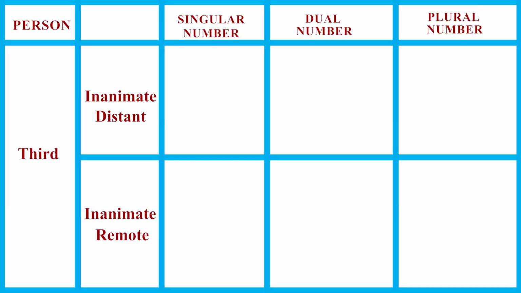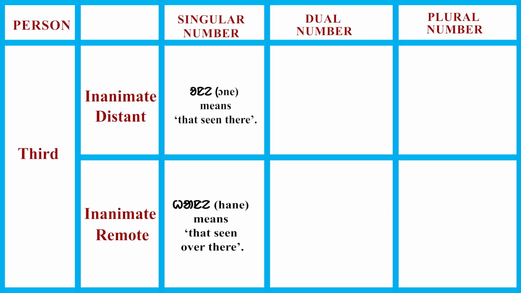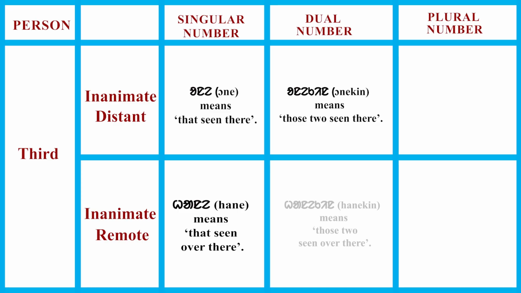Now look at the forms. Demonstratives referring to sight. Inanimate singular number in distant: One means that seen there. Inanimate singular number in remote: Hane means that seen over there. Inanimate dual number in distant: Onekin means those two seen there. Inanimate dual number in remote: Hanekin means those two seen over there.